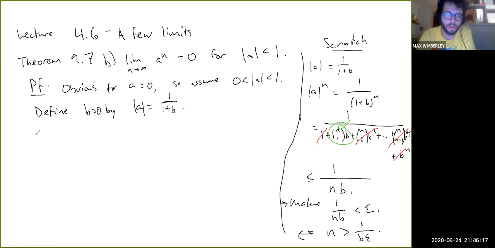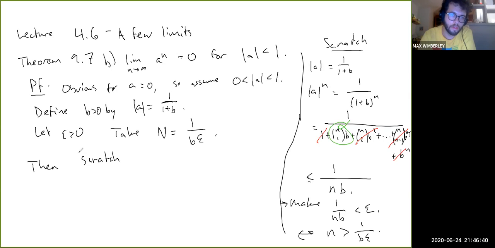So the proof would be just take, well, okay. We forgot to let epsilon be greater than 0. I'm ignoring my own advice. Let epsilon be greater than 0. Take capital N equals 1 over b epsilon. Then the scratch. And when I say this, I really mean that if you're going to write this up all nice, you would insert the argument you're making over here where I write scratch, but I'm not going to do that because I'm too lazy and it would take too long in the lecture.